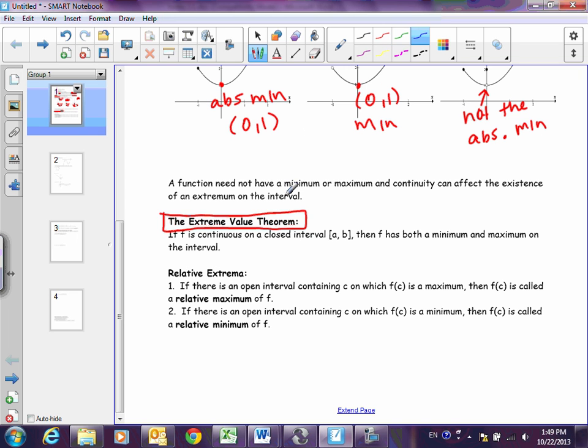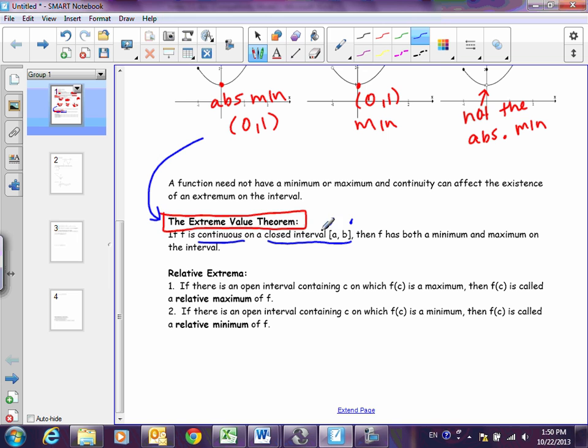But get this. If f is continuous, that has to be true in order to even talk about the extreme value theorem. So out of A, B, and C, which one can we not even mention the extreme value theorem for? C. C is not continuous. You can't even talk about the extreme value theorem. Okay? So then it says closed interval, a to b. This means that you have endpoints, not open circles. So which one would be out? B. Okay. So B and C have nothing to do with the extreme value theorem. Only this one right here.